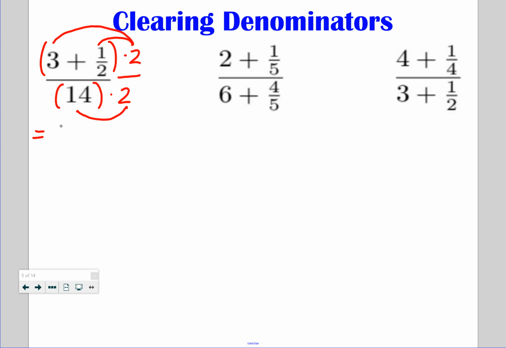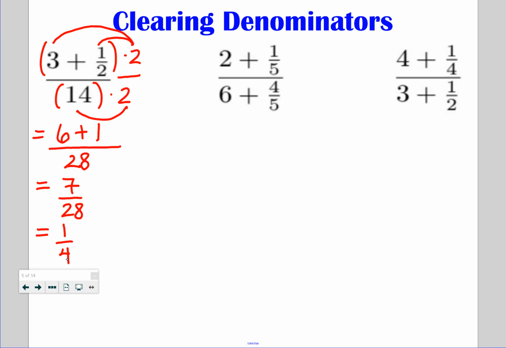3 times 2 on top is going to give me 6. 2 times 1/2 is going to give me 1. And on the bottom, 14 times 2 is going to give me 28. Now we can simplify. If you have a fraction with addition or subtraction within it, you want to simplify the numerator first, the denominator second, and then divide last. The numerator simplifies to 7. And then you can see we have a fraction that reduces. 7 and 28 are both divisible by 7. 1/4 is my final answer.